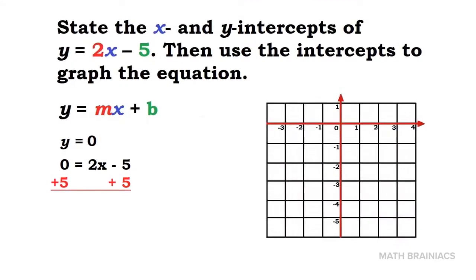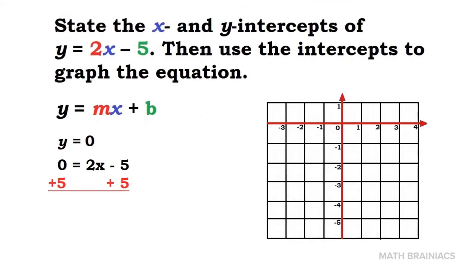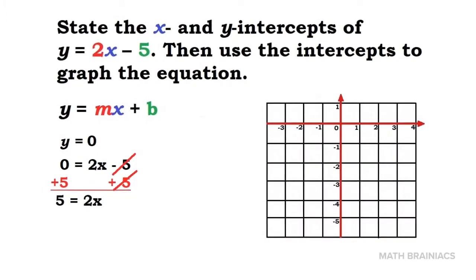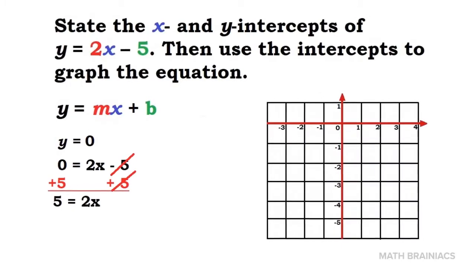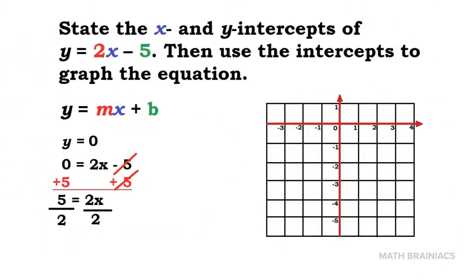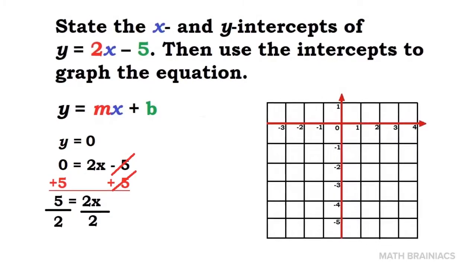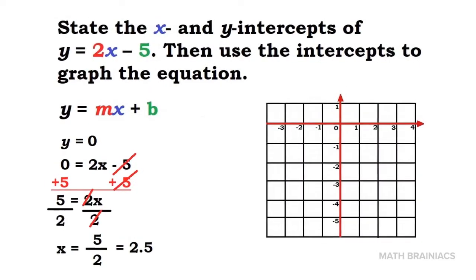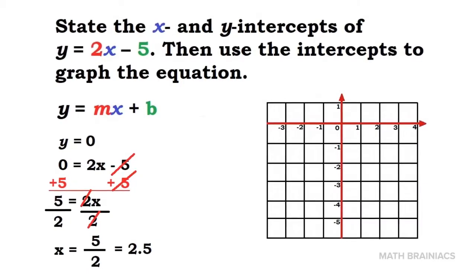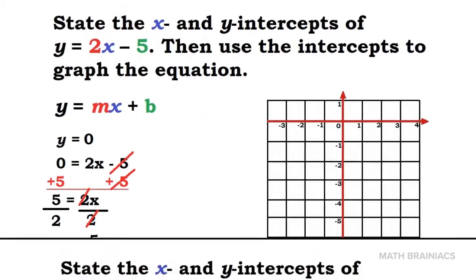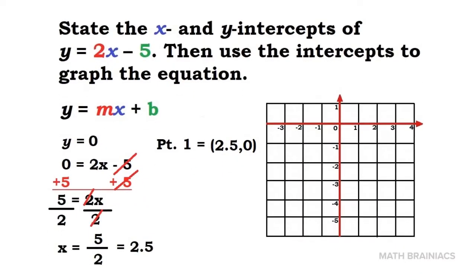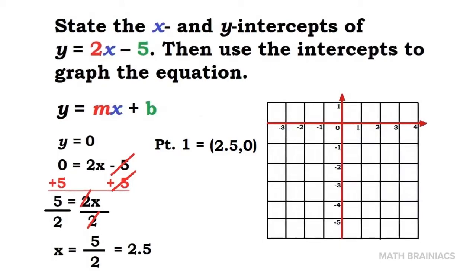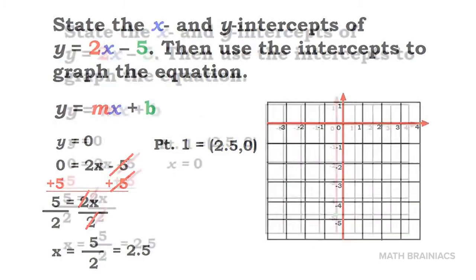To eliminate minus 5 on the right side, we are going to add 5 on both sides. And we can cancel out the 5 on the right side, which will give us 5 = 2x. To solve for x, we are going to divide both sides by 2. Accordingly, we can cancel out the 2 on the right side, and x will give us 5/2, which is 2.5. So when y = 0, x = 2.5. Therefore, our point 1 is (2.5, 0).